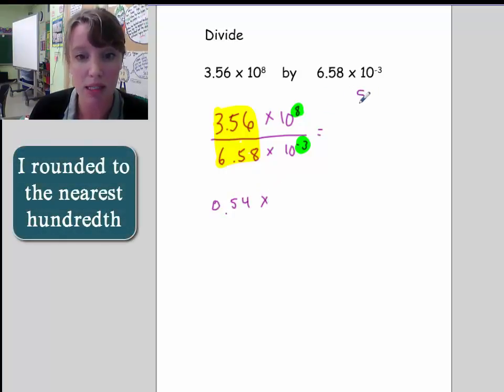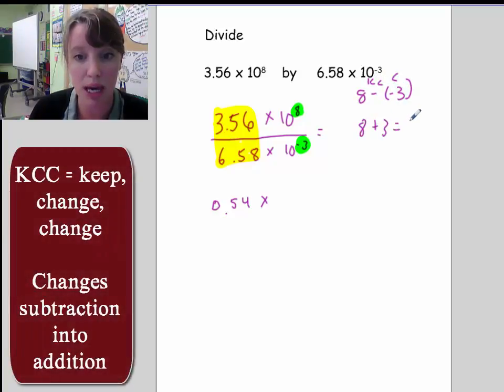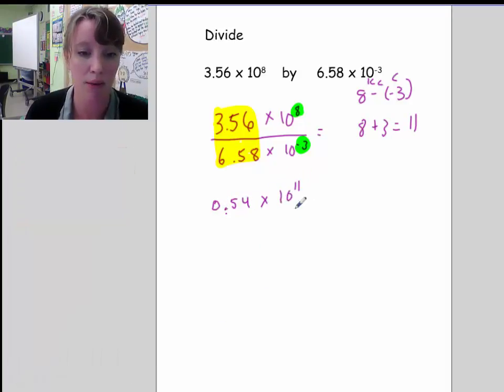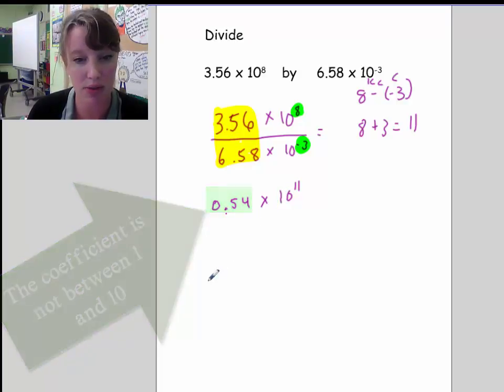Now 8 minus -3, if we use KCC, we'd have 8 plus 3, so we get 11. So this is 0.54 times 10 to the 11th power. Okay, so this number that we get is not in scientific notation. So we're going to use the rules that we learned in the last lesson to put it in scientific notation.